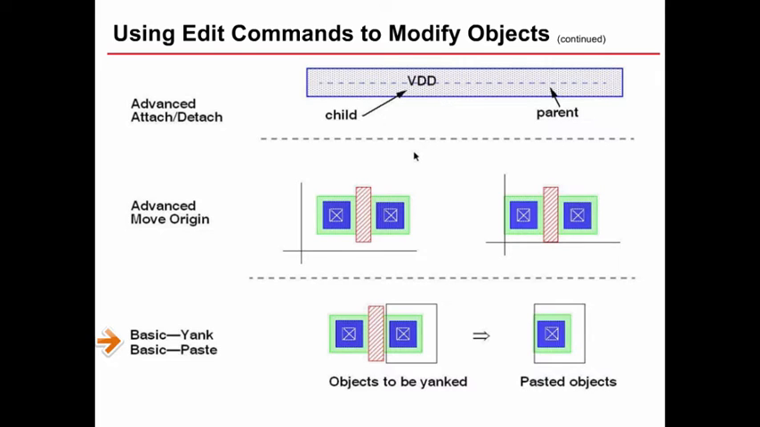Yank and paste. If you want to copy something, like a core sample, you could say, out of this transistor, I would like to take this section of it and use it somewhere else. So you would say basic yank. You would do left corner, right corner, and then this piece would be yanked out. You would have it in a yank buffer, and then you would take it to wherever you wanted to go and paste it.